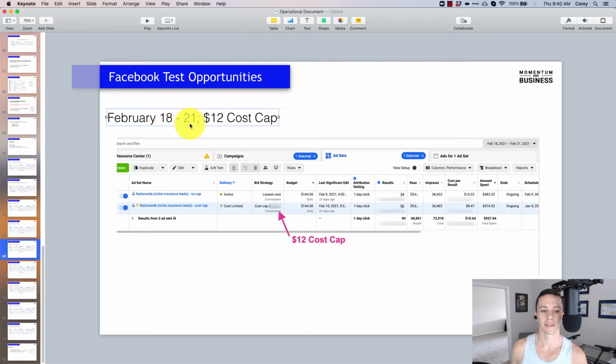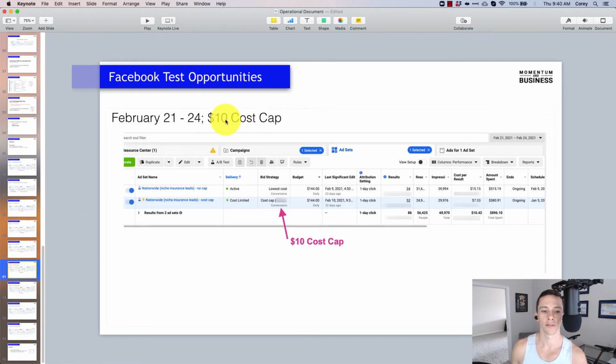From the 18th to the 21st, they ran with a $12 cost cap, right? And here we can still see that the cost cap variation is still spending most of its budget. That's what we wanted to do. They're spending about the same, almost $480. But with the cost cap, we're at this point getting the leads cheaper, $8.47 per conversion on this one. So doing pretty well. Cost cap is doing its thing, right?